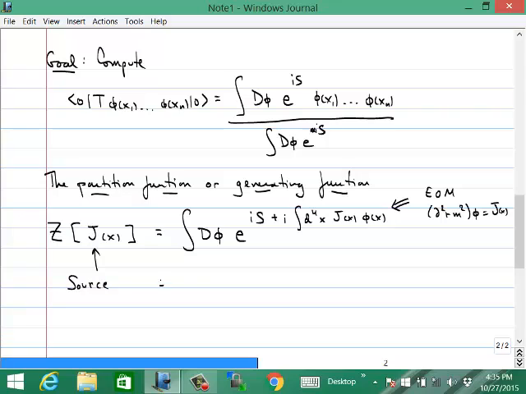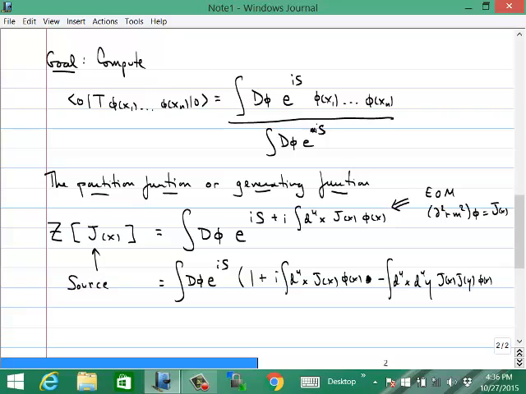And if we wanted to, we could expand out that exponential, the e to the i integral of J times phi. And what would you get? Well, you would get 1 plus i times the integral of J times phi. And then you would get another term, which would be a minus d4x d4y J of x J of y phi x phi y, and so on and so forth. So there would be an infinite number of terms that you would get by expanding out that exponential.